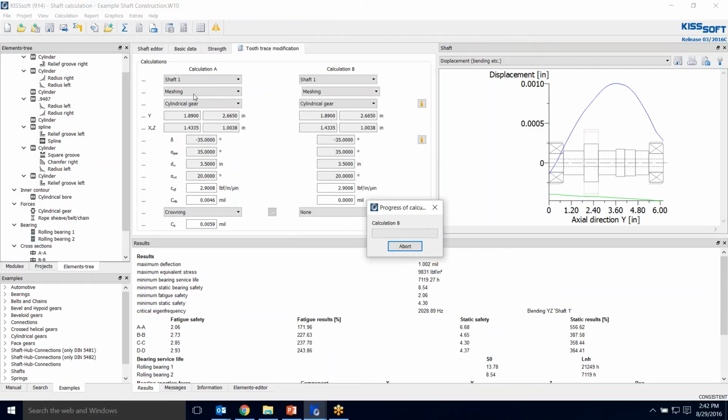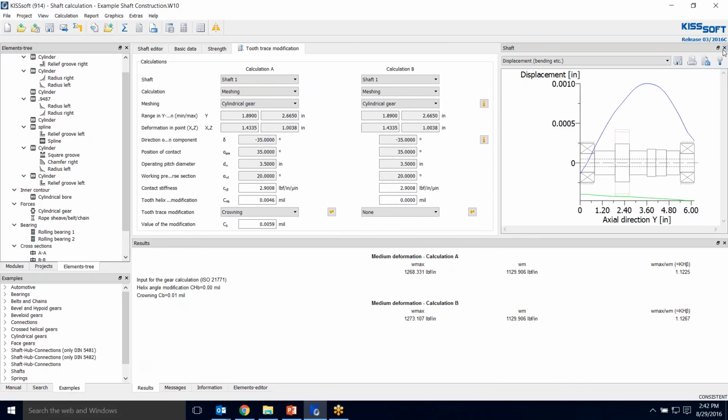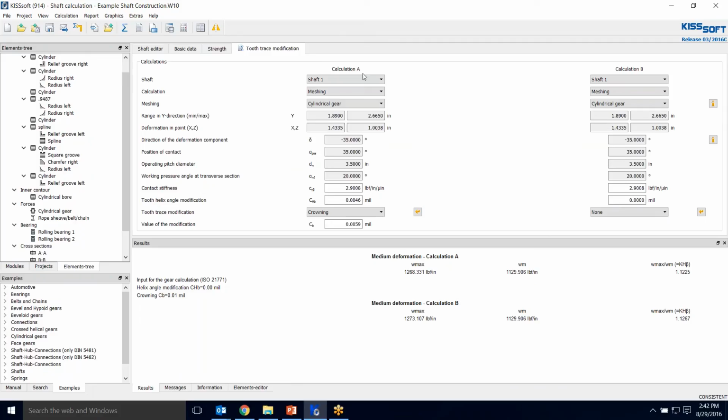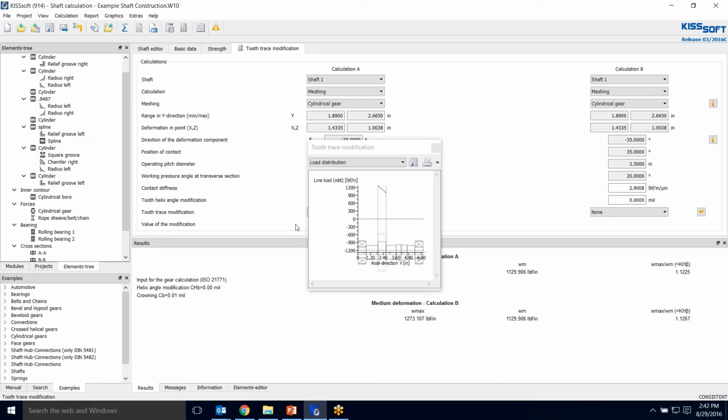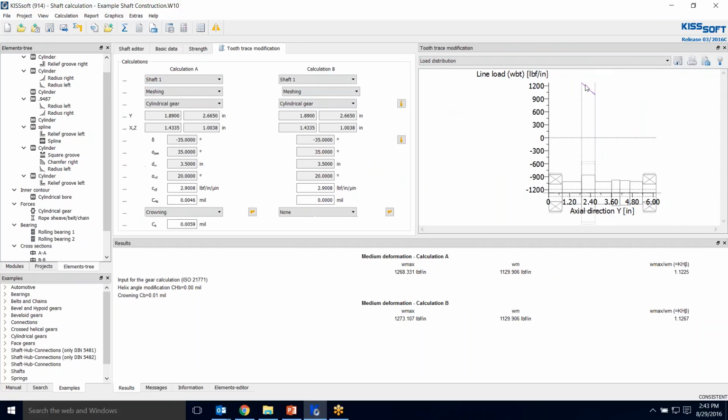And what I do is I click this meshing on and I turn the meshing on here as well. And the reason I do that is because I want to do a comparison between a shaft with zero tooth trace modification and a shaft with modification, okay? So I go to my tooth trace modifications here, and I look at my load distribution. And what I see is between A and B, there is some pretty funky load going across here on this tooth. On this one face, it's high, and the other face is low.